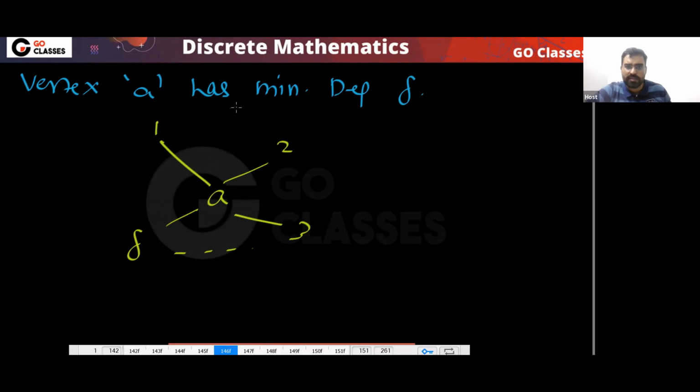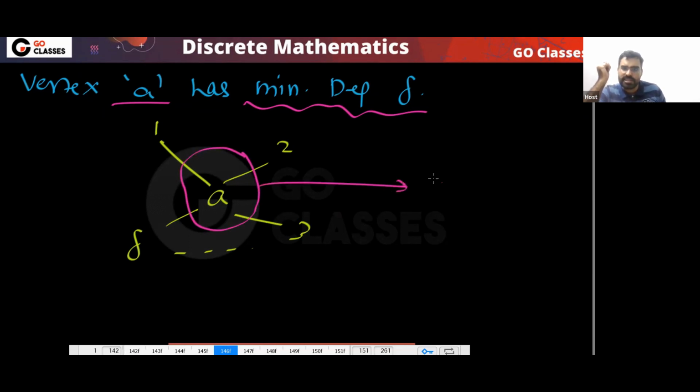Now you can notice one thing. This vertex A has the minimum degree delta. So you can clearly see that if I remove these edges, then these edges will definitely create an edge cut. Yes or no? This is definitely an edge cut.